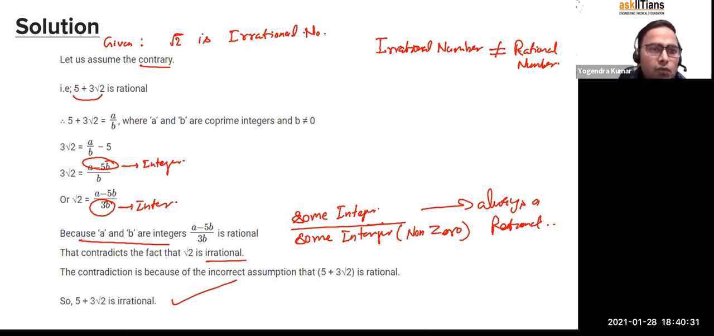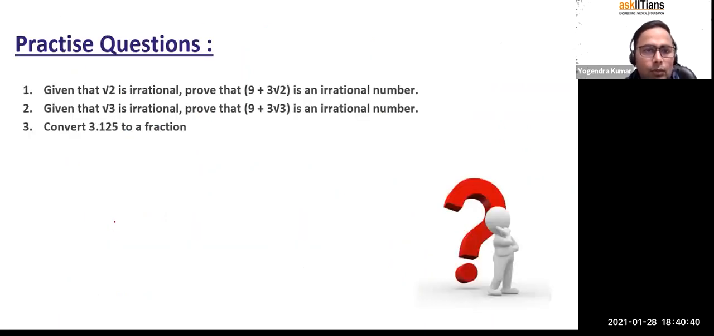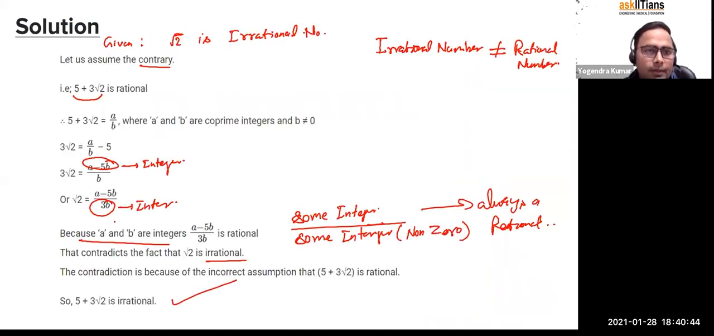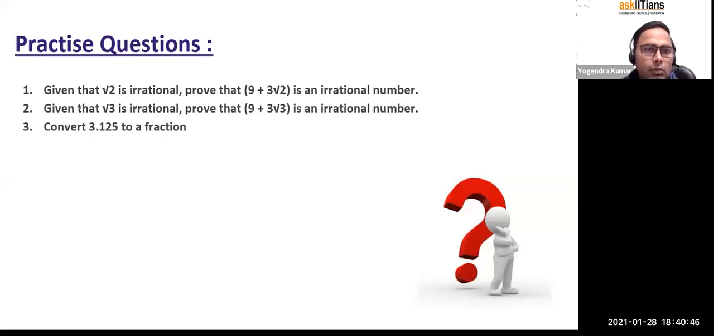So any number of this format, like rational plus irrational form, we can prove it like this, right? This is how we can do it. Now we can do some more question practice, right? Again, if I need to prove all these questions, it's pretty easy. So I can take the first question, and the second one I can leave out for you to practice, okay?